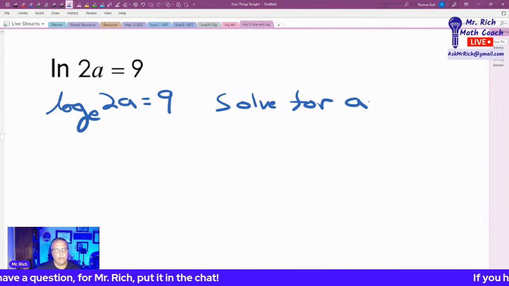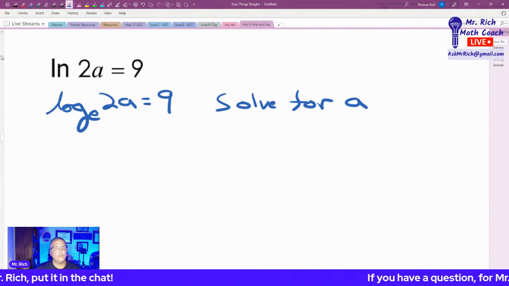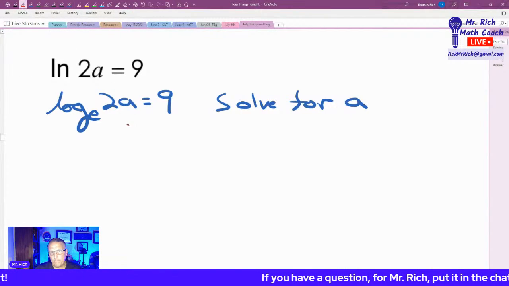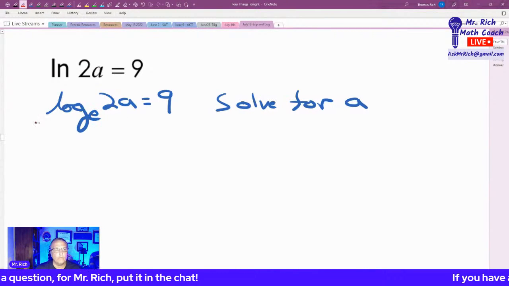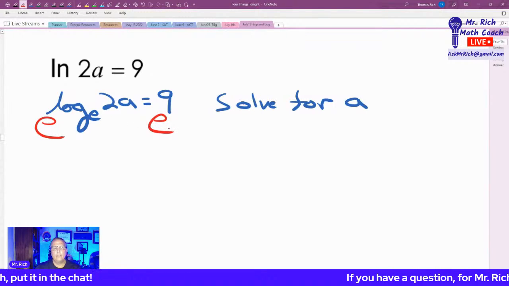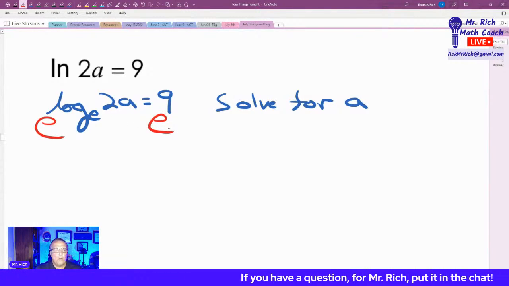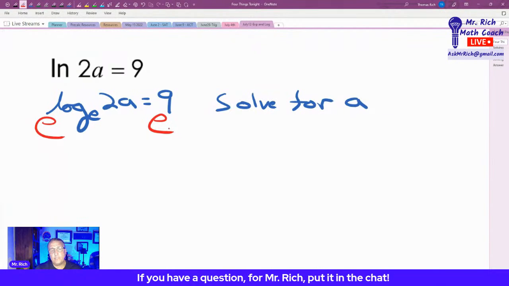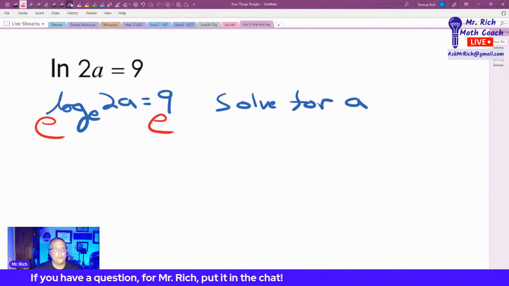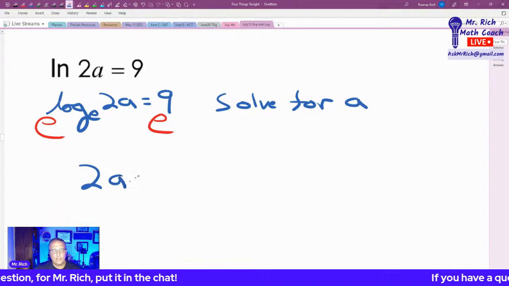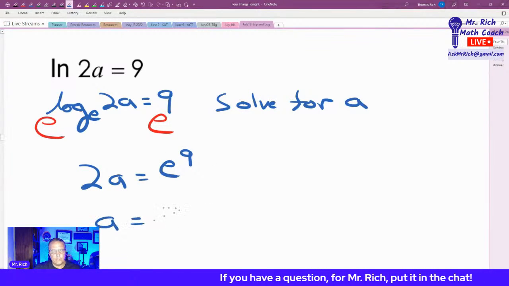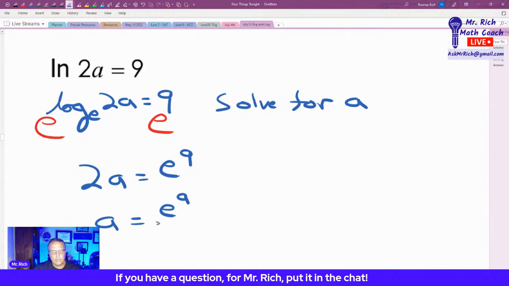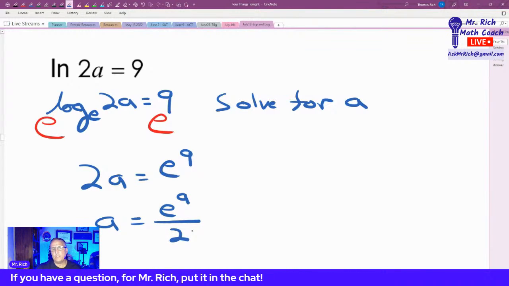Well, in order for me to get rid of the logarithm, I am going to exponentiate. What base am I going to use for my exponentiation? It's going to be base e, because I want to match the base of this logarithm. So I'm going to exponentiate with e as my base. Well, e raised to the log base e of 2a is just 2a. And 2a is equal to e to the 9th. Therefore, a is equal to e to the 9th over 2. And that is my answer.